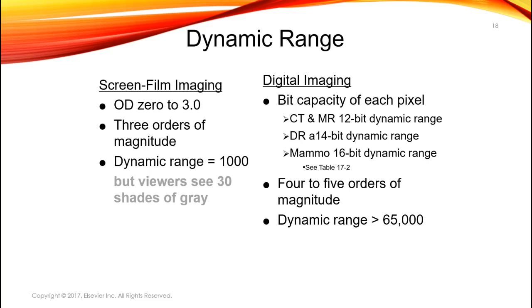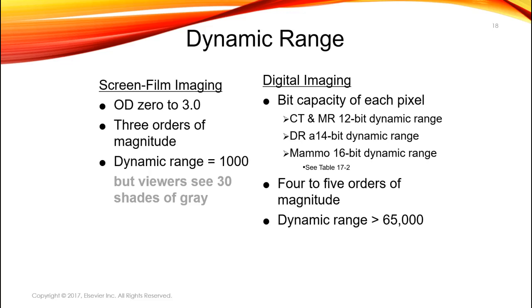Okay, each modality has its own bit capacity. CT and MR, for example, are 12-bit dynamic range, okay, which is 2 to the 12th, and that's how many shades of gray you see. DR is 14-bit dynamic range, so 2 to the 14th power, and that's how many shades of gray we can see in DR. Not the visual eye, not the human eye, but with window width and leveling, we can discern all of those shades of gray.